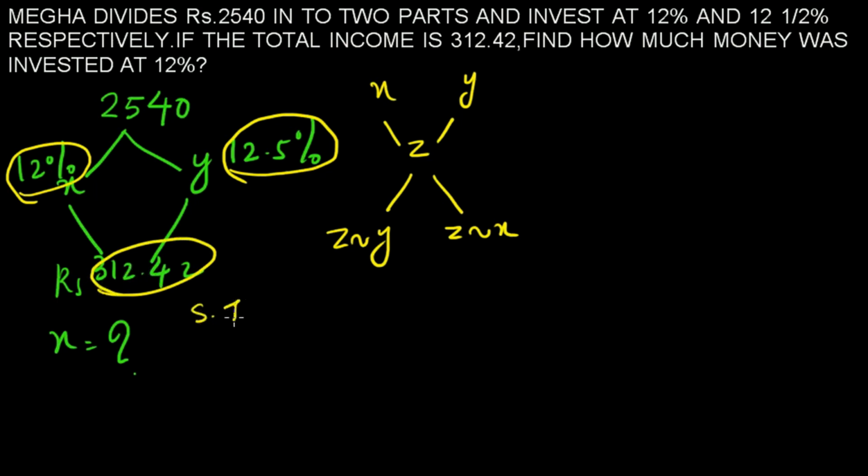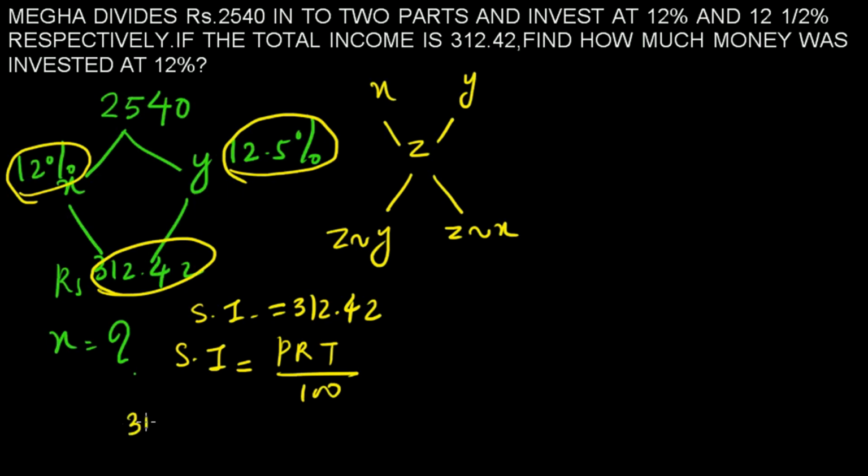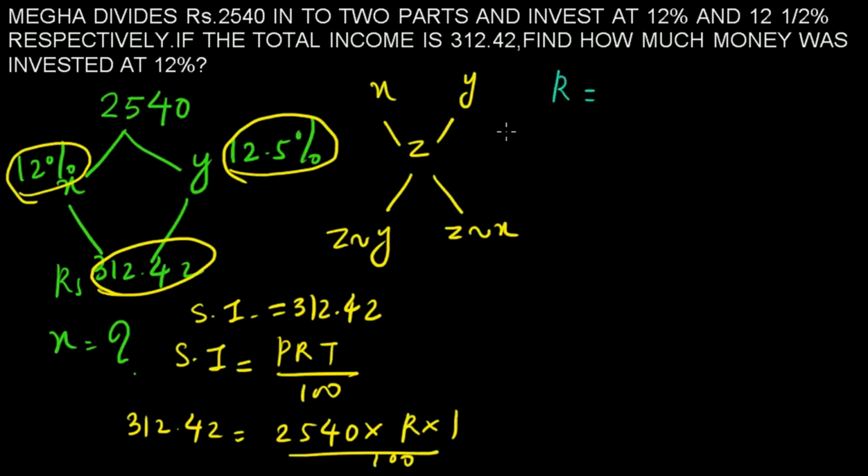We have simple interest equal to 312.42. So from that you should get the rate of interest. Simple interest is equal to PRT by 100. So we will be getting 312.42 is equal to 2540, which is the principal, into R into 1 by 100. So from that what will you be getting? R is equal to 312.42 into 100, that is 31242, divided by 2540. So by dividing this, you will be getting the answer 12.3%.